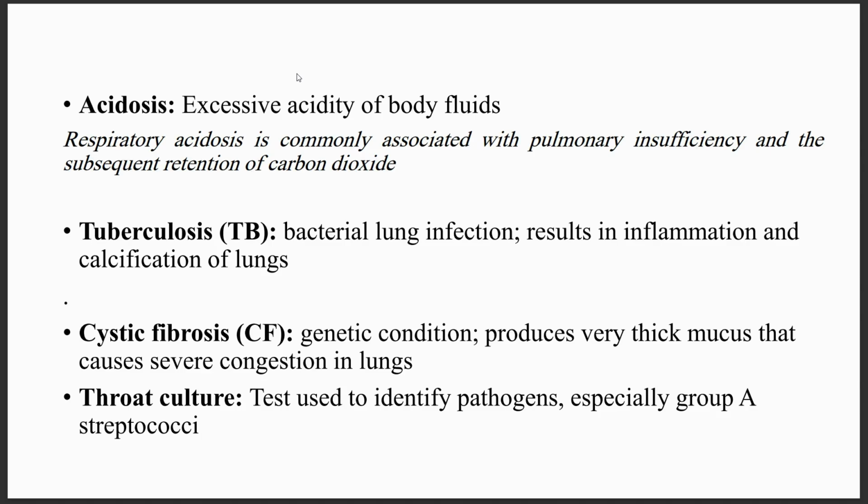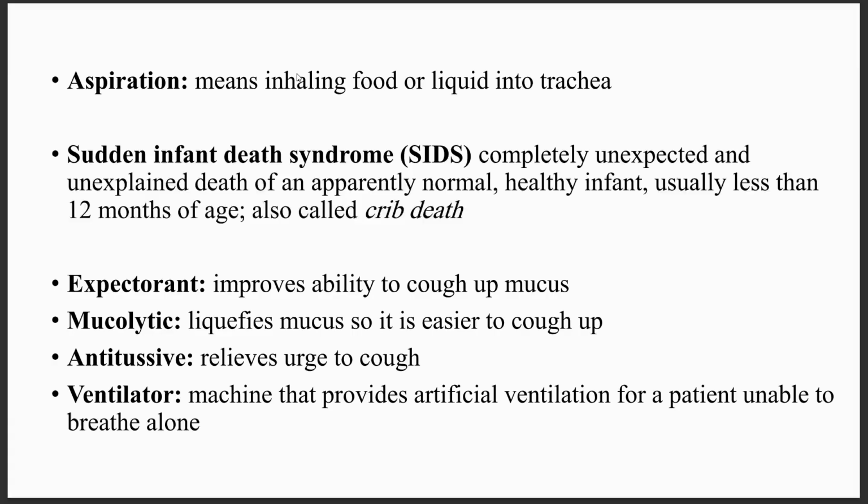Tuberculosis, TB, this is a bacterial lung infection. This results in inflammation and calcification of the lungs. That's not good. And cystic fibrosis, congenital disease, CF. This is a genetic condition. It produces a very thick mucus that causes severe congestion in the lungs, which can lead to many problems. And then throat culture. This is a test used to identify pathogens, especially group A streptococci. Aspiration means inhaling food or liquid into the trachea.